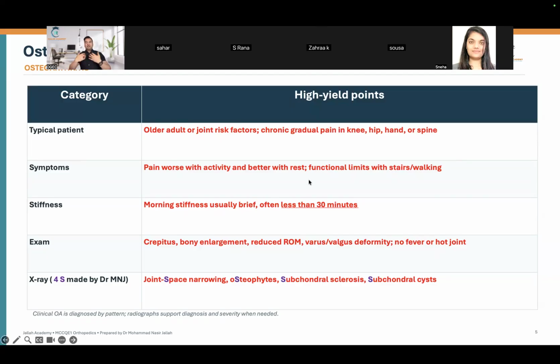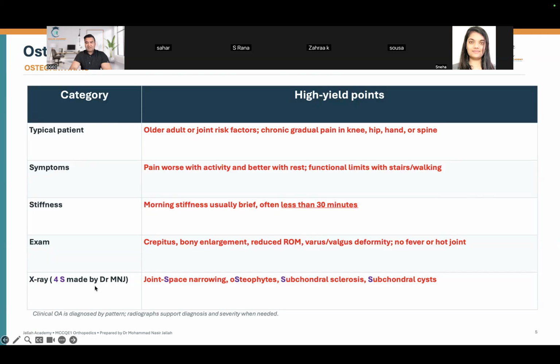And also when the patient wakes up early in the morning, the patient has stiffness which lasts for 15 minutes. So less than 30 minutes. So pay attention to that. So these are the clues. Exam: crepitus, bone enlargement, reduced range of motion, varus valgus deformity, no fever or hot joints.